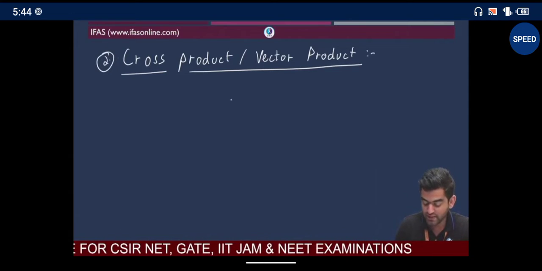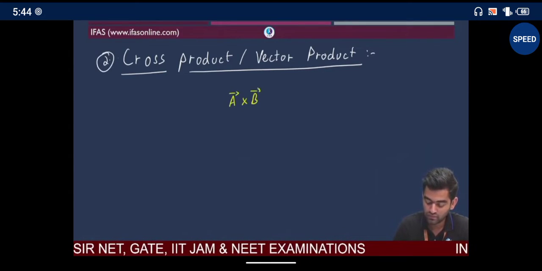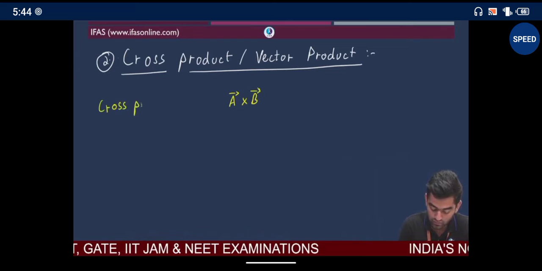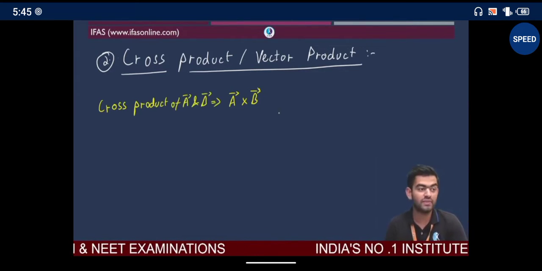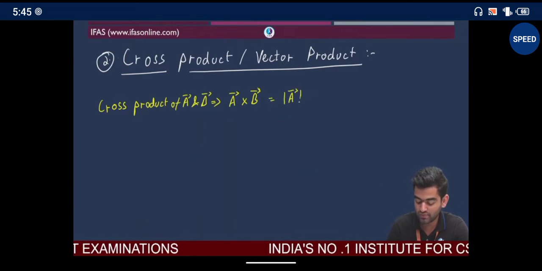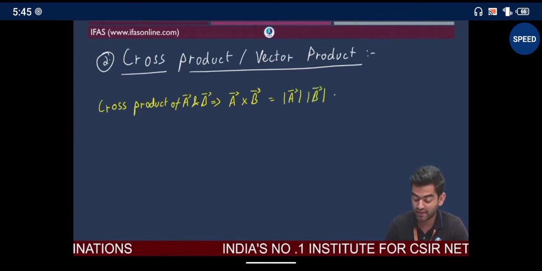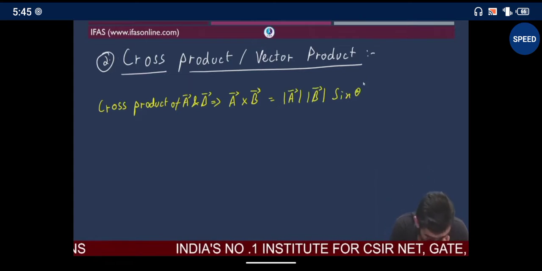Now it is usually represented in this manner. This is the cross product of A vector and B vector. It is usually represented in this manner and can also be written in this manner as well, as we have earlier written for A and B vector. It can also be written in this manner.